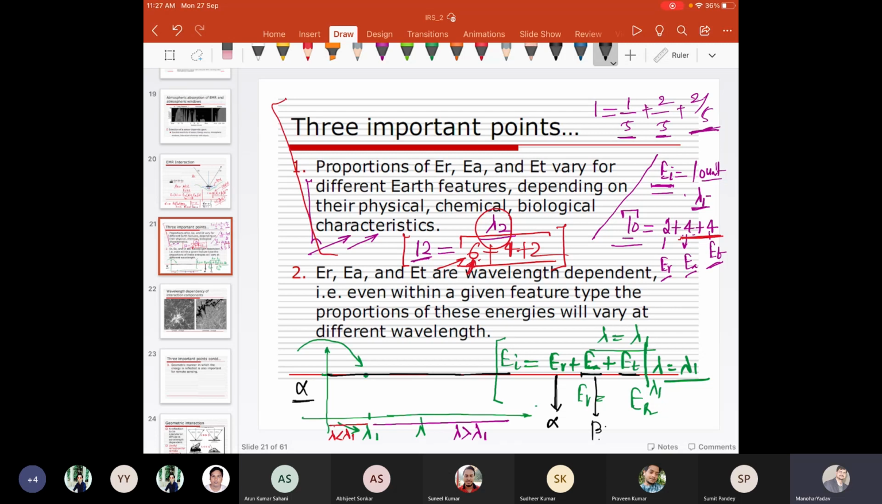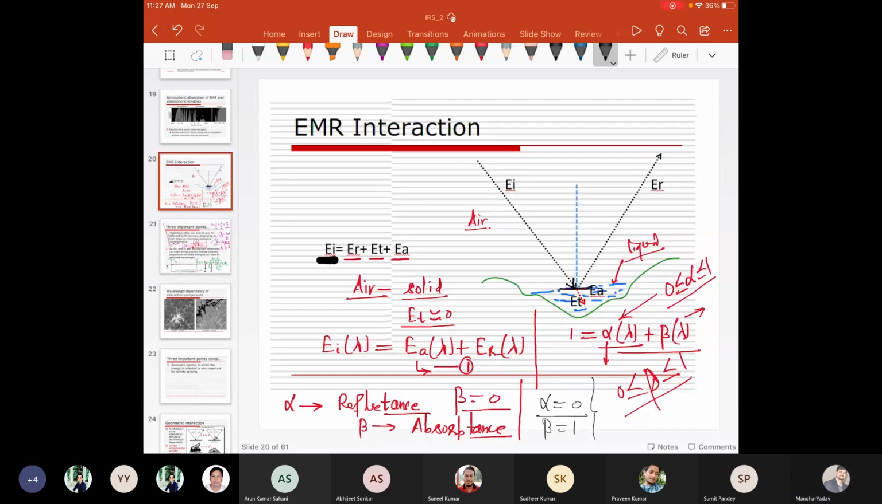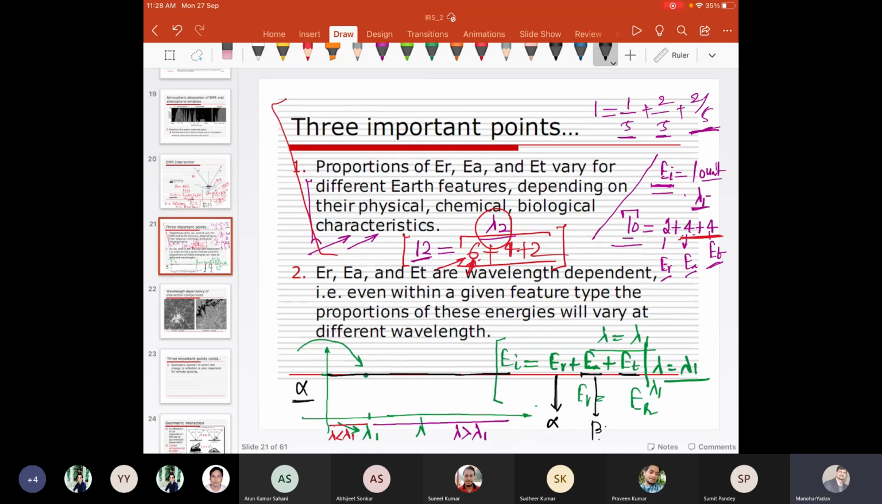Please just see over here. Equation 1, divide it by the incident energy, and you will get this ratio. This is 1 is equal to alpha plus beta, where alpha is reflectance and beta is absorptance. So I'm discussing this point number 1.